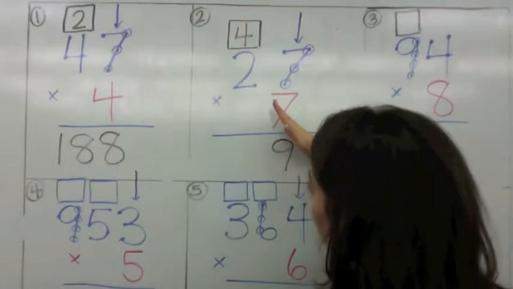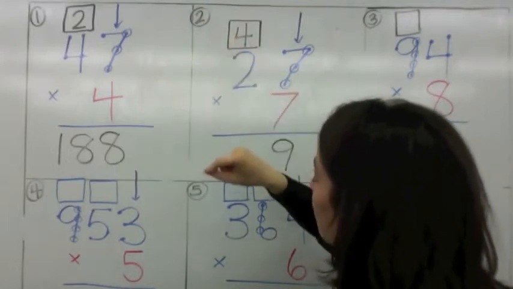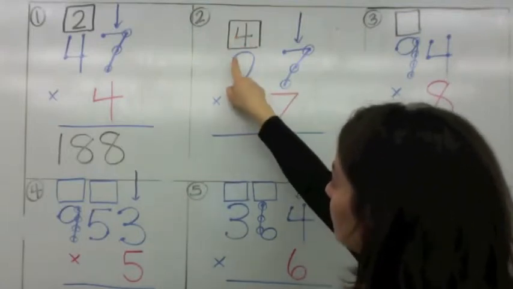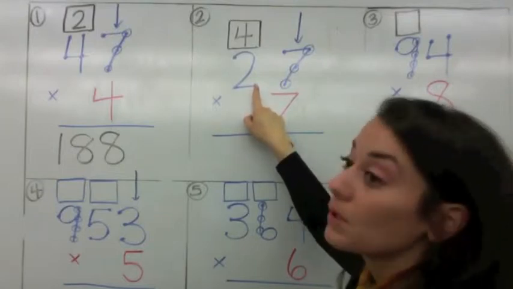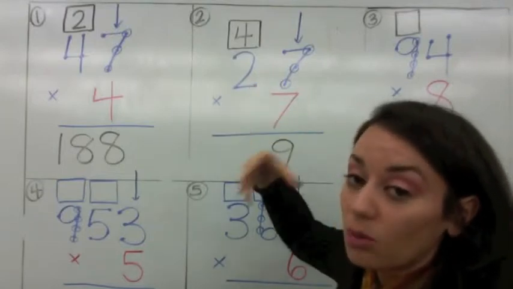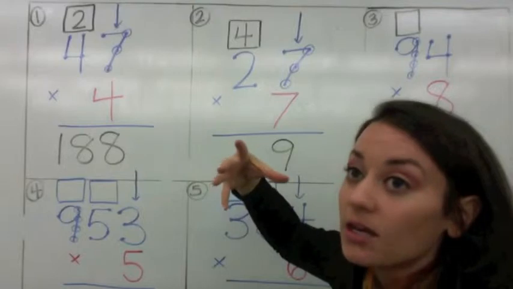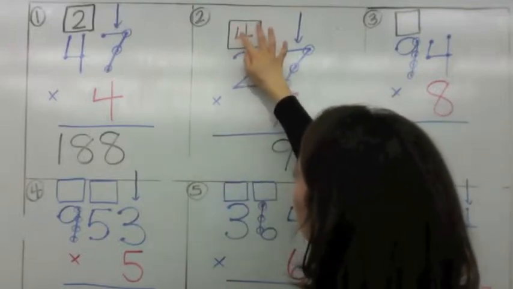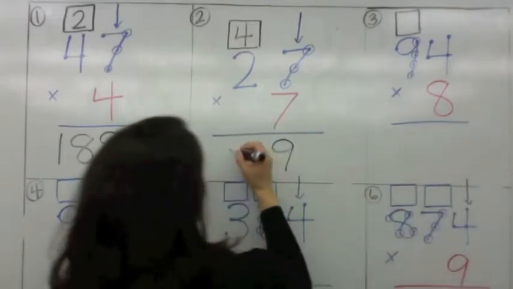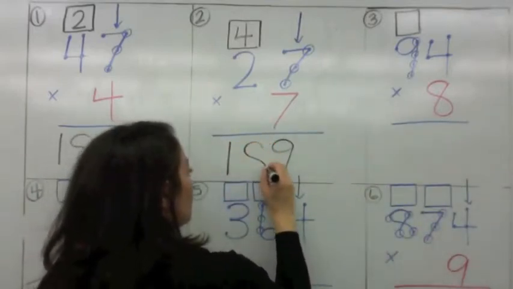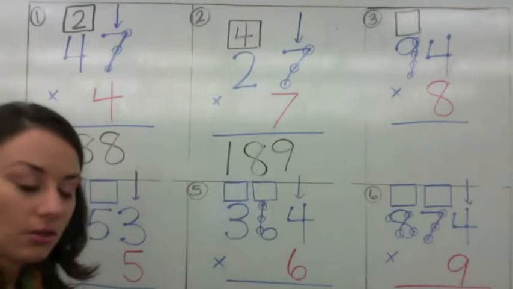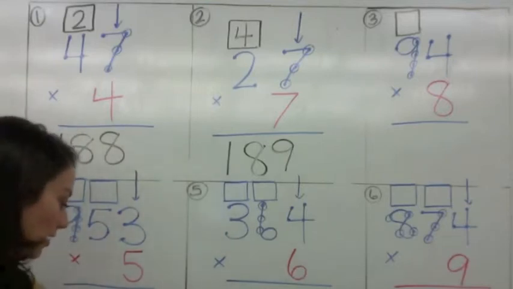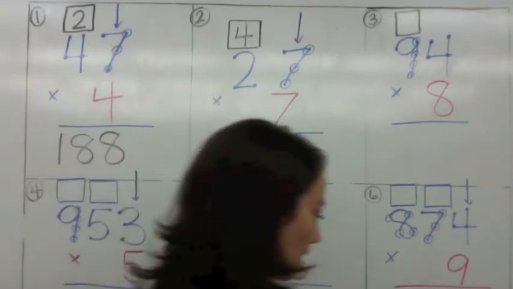So now we're going to do the tens place. We're going to multiply 7 times 2, but then we're going to have to add 4. So 7 times 2 is 14, 14 plus 4. So now start with 14, and count up. 15, 16, 17, 18. Okay, so this answer is 189. What's the answer? 189. Very nice. Okay, get that down.